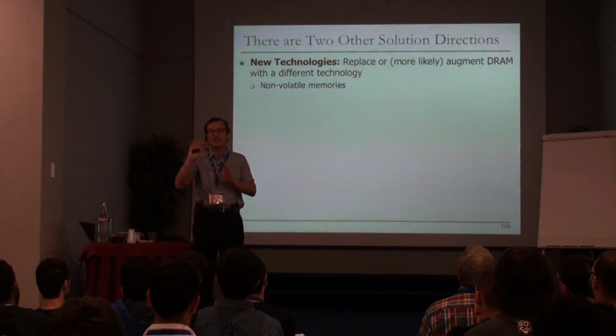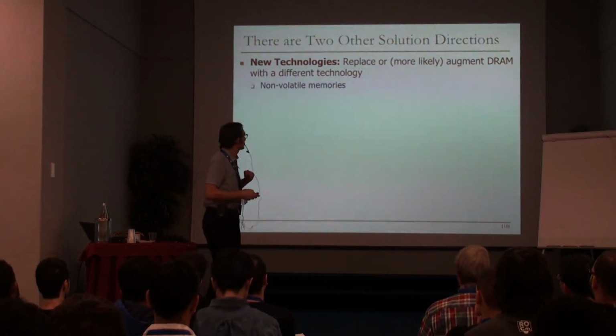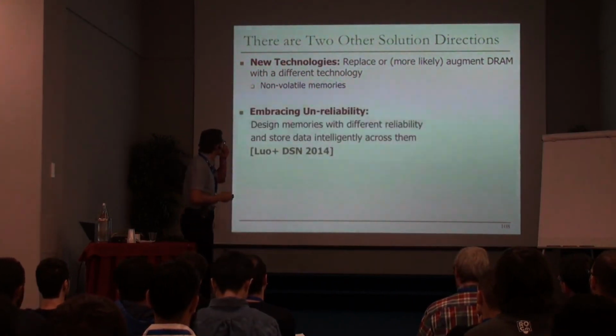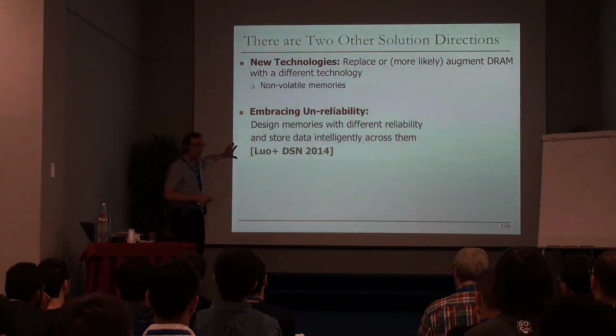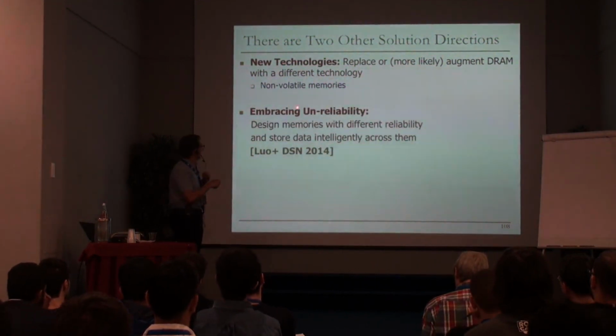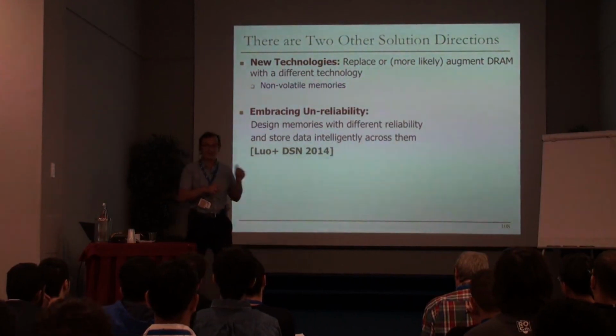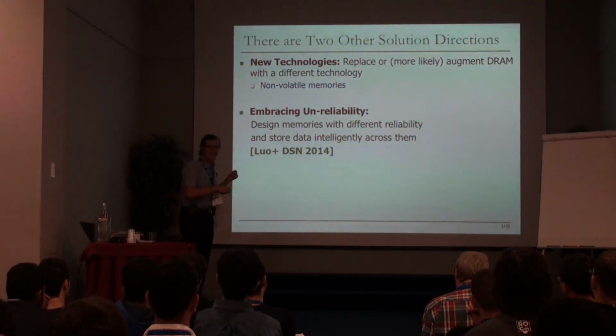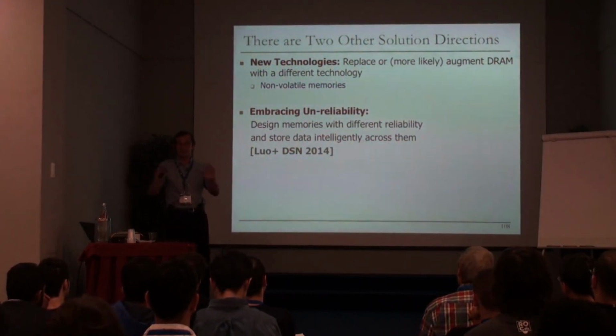You'll still need to solve the reliability issues, but that may not be a bad solution. Hybrid memories, as we discussed earlier. I think the second solution direction is very, very interesting also. You can embrace unreliability, right? You can design memories with different reliability and store data intelligently across them. I think this is really promising, actually.